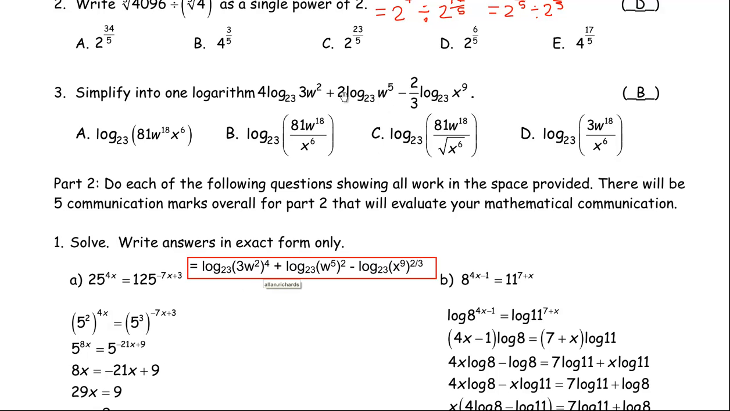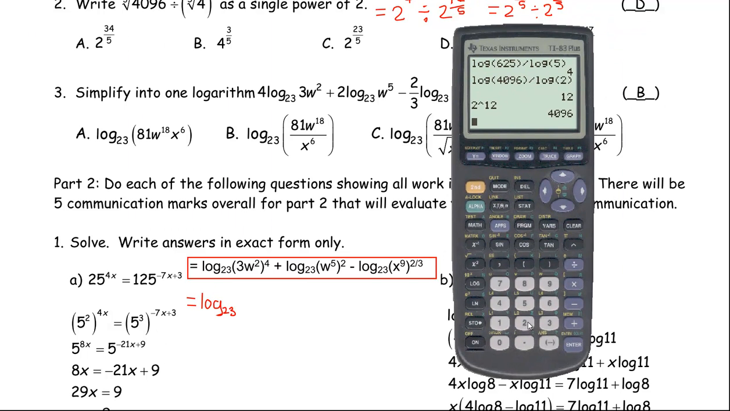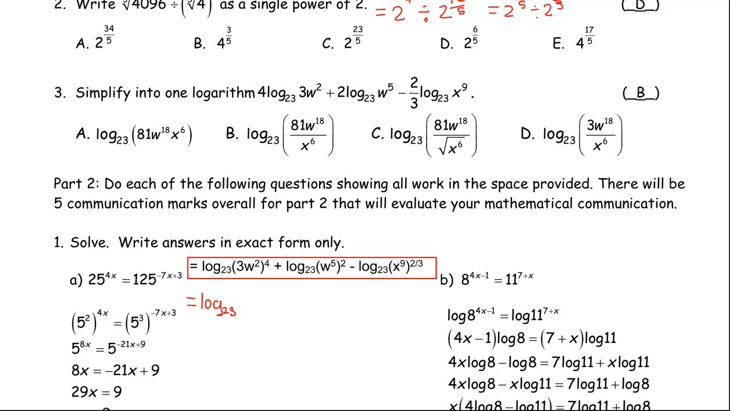That's what I've written here. And the 2 will come up as a power of the w to the 5th. That's what I've written here. And the 2/3 will come up as a power of the x to the 9th. And so this equals, now I want to simplify this. So I have the logarithm base 3. Now I want to evaluate 3 to the power of 4. If you don't know that that's 81, you have to evaluate that. So that's going to be 81 first.